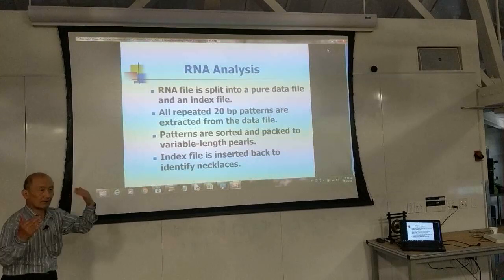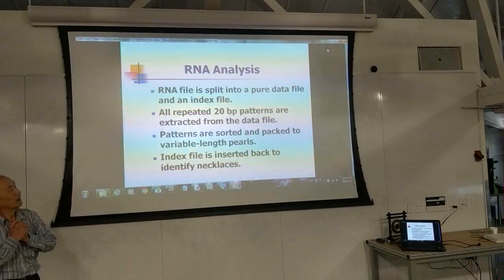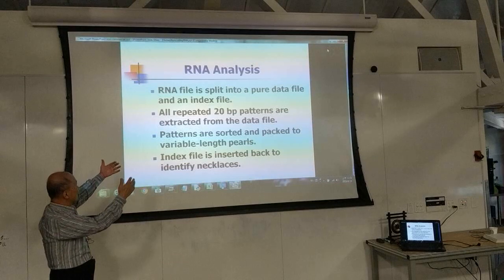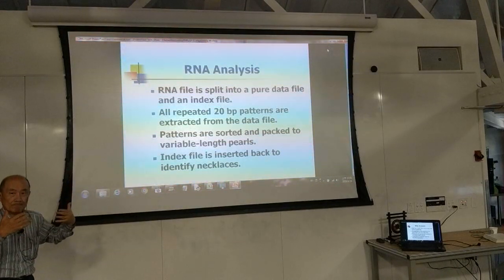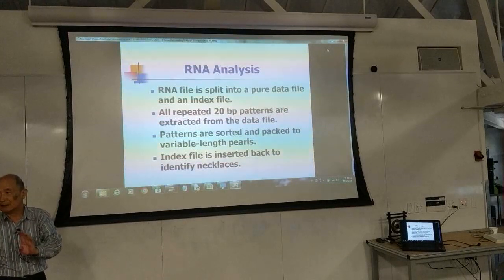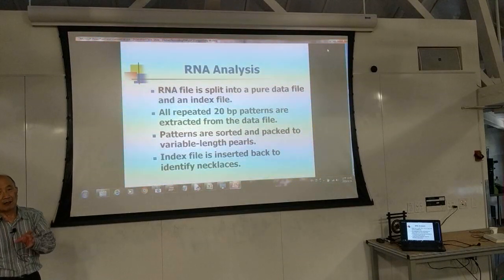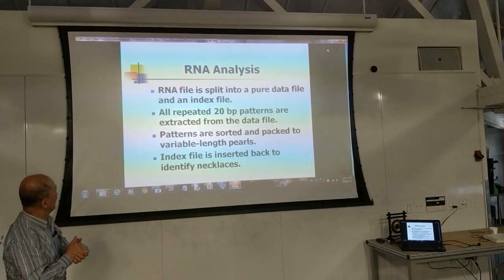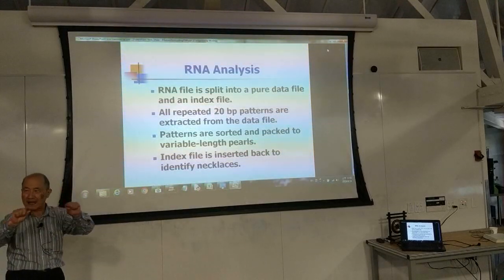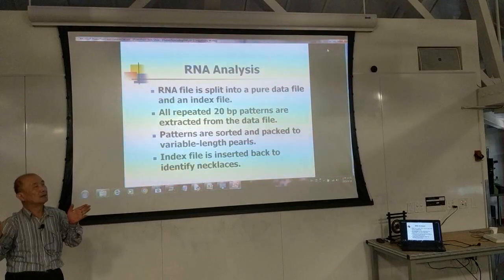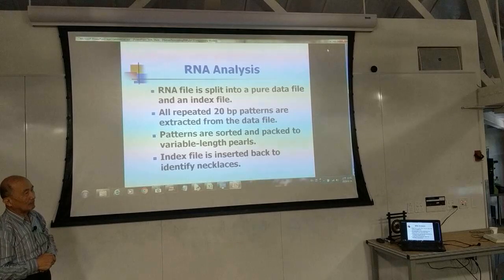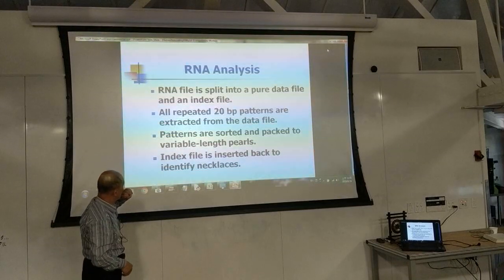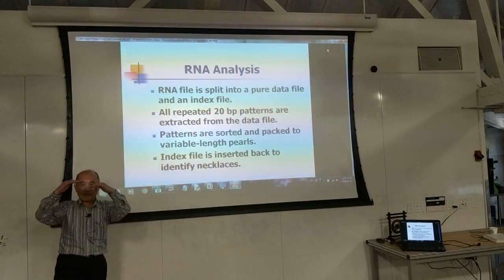So if you extract all the repeated bases and do the sorting and packing, the size of the data file is generally reduced by a factor of 10. And then you get lots of patterns which are variable length, and they are lined up in the data file. So you have a collection of variable length pairs. And once you have identified all the pairs, then you insert the index back. So the index will show up.